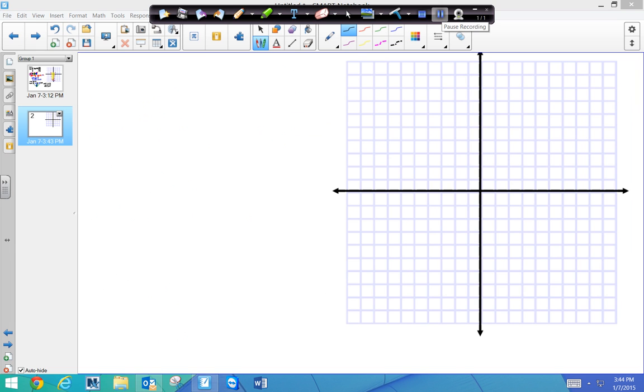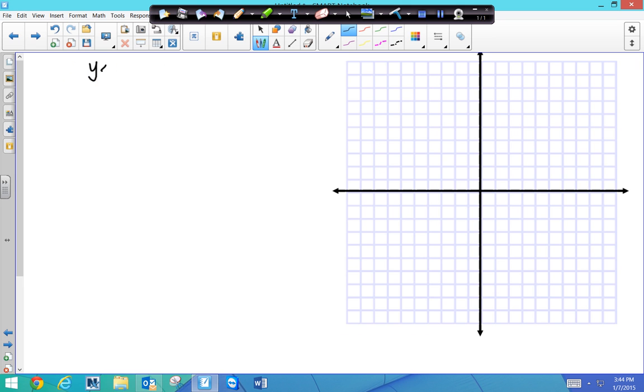Now, if you have a system of inequalities, that means that you're doing the same process, but now you have two inequalities that belong on the same coordinate plane. So we have y is less than or equal to negative x squared plus 4. And we're also going to add to that y is greater than x squared minus 2x minus 3.